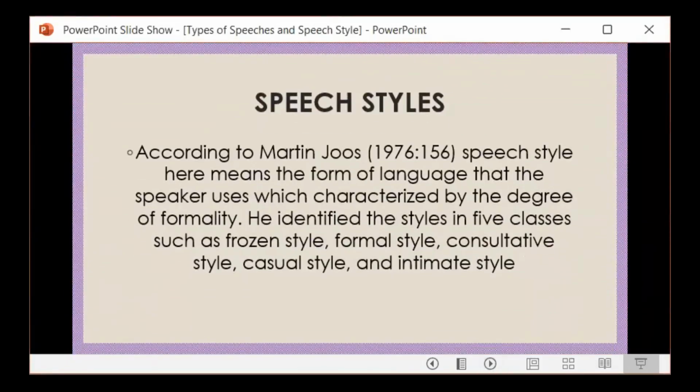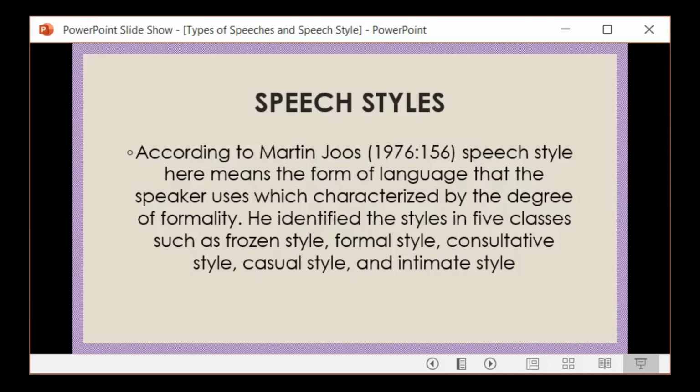So when we are talking about speech styles, according to Martin, speech style here means the form of language that the speaker uses, which is characterized by the degree of formality. So this time we are just talking about the formality whenever we are talking to other people or whenever we are communicating with others. And we have 5 classes or 5 speech styles according to the degree of formality. We have what we call the frozen style, the formal style, consultative style, casual style, and intimate style.